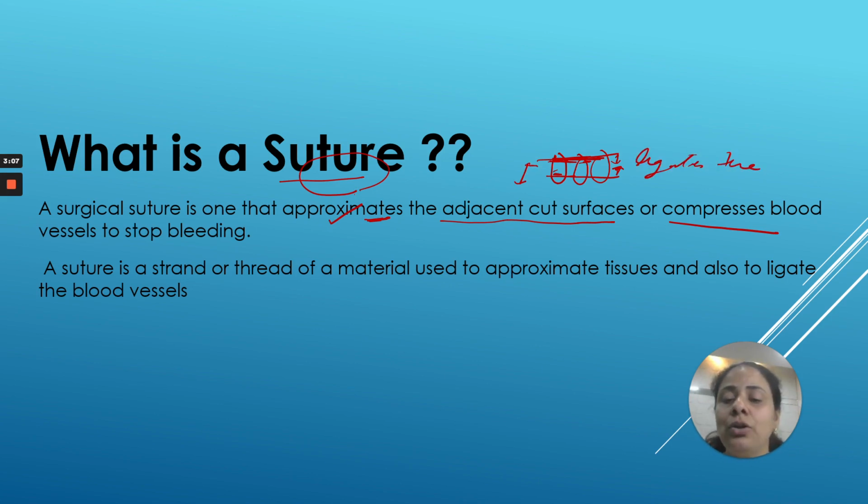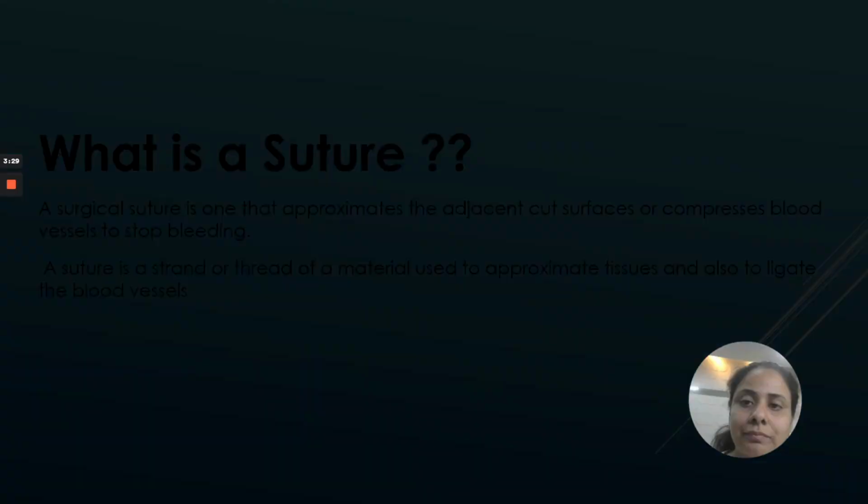So these are the two indications for using a suture. In the oral cavity sometimes there is a lot of bleeding, so we give sutures to control the bleeding, and we give sutures to close our incisions. This is a basic definition of a suture. Let's jump on to the different suture materials.